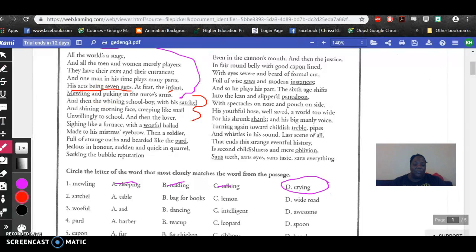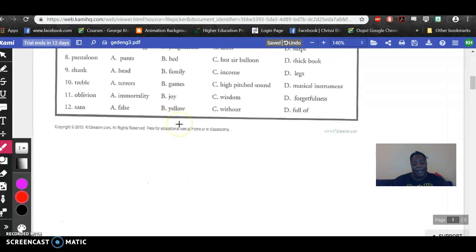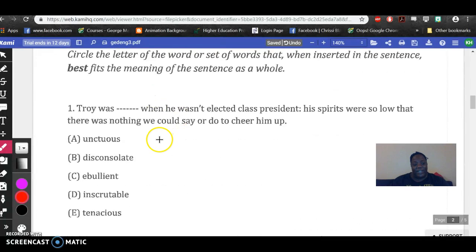Of course, using process of elimination, your context clues of knowing what a schoolboy would be carrying to school, your most appropriate choice would be letter B. Okay, so as you can see, this goes all the way up to number 12, and I'm pretty sure that you can handle it from here on out. And then I'm going to take a minute and then go through how the next pages work.